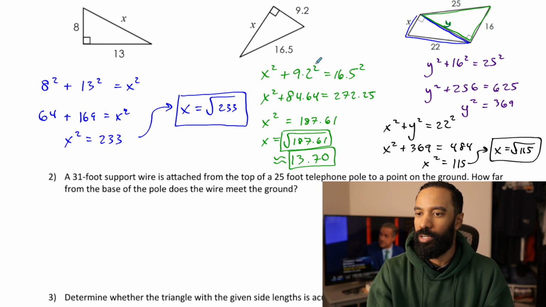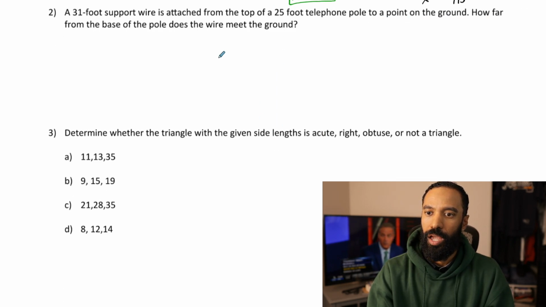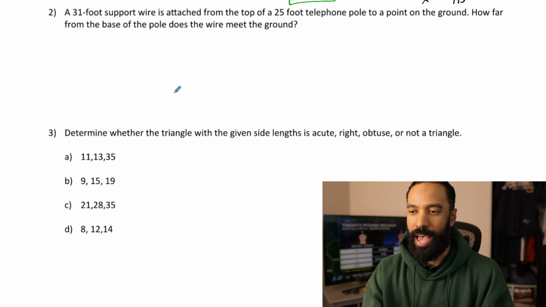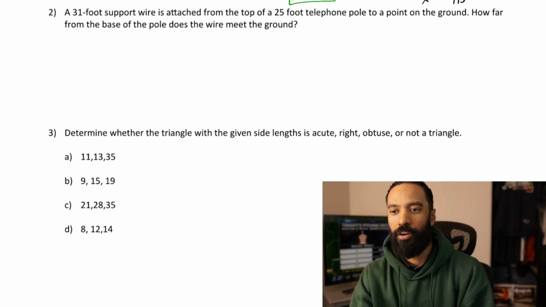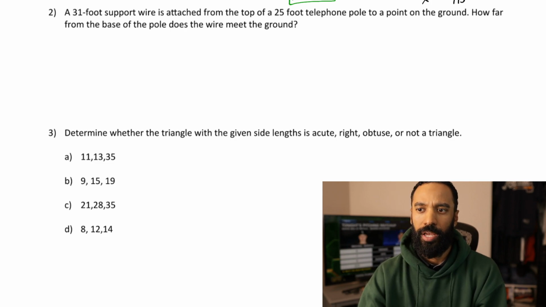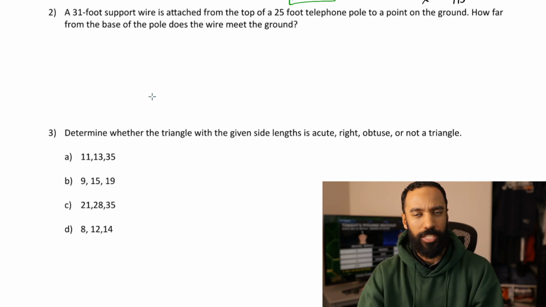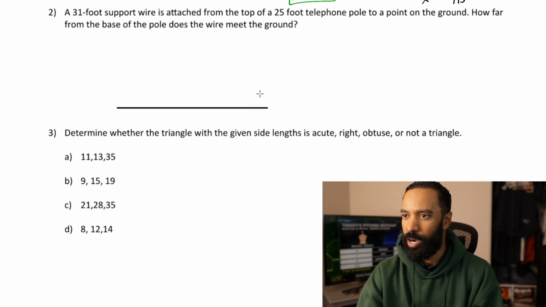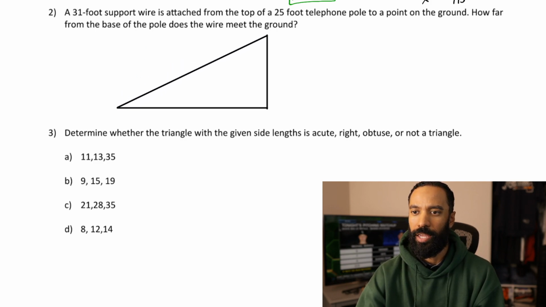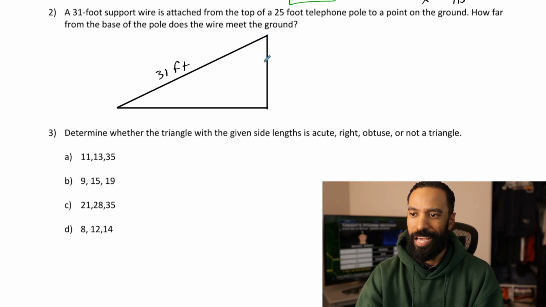Let's take a look at number 2. A 31-foot support wire is attached from the top of a 25-foot telephone pole to a point on the ground. How far from the base of the pole does the wire meet the ground? So this is a word problem, but still has Pythagorean theorem basis to it. So I have a 31-foot support wire, 25-foot telephone pole. Here's the support wire right here.